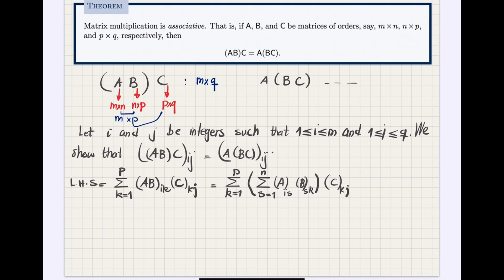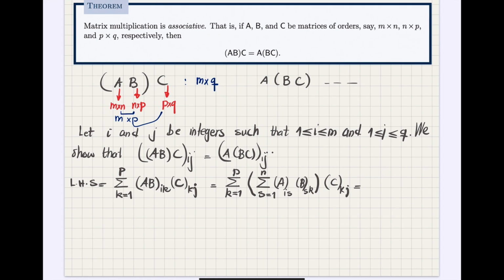So then I would write sigma, K goes from 1 to P, and then I have another sigma here, S goes from 1 to N. Then I have C sub KJ, and then here I have A, I, S, and then B, S, K. Hopefully it's understandable. Let me clean it and write it properly. I don't need that pair of brackets.